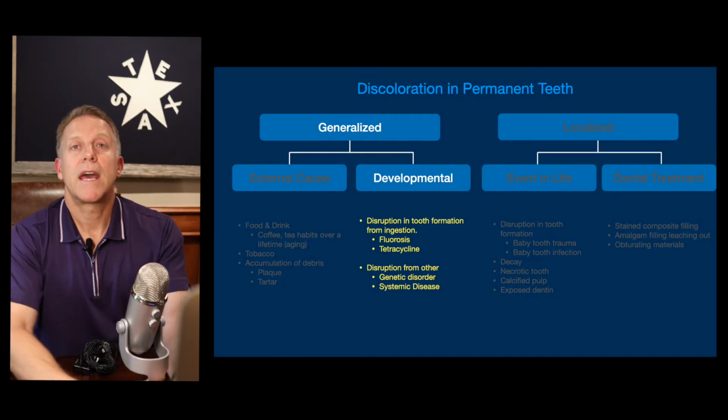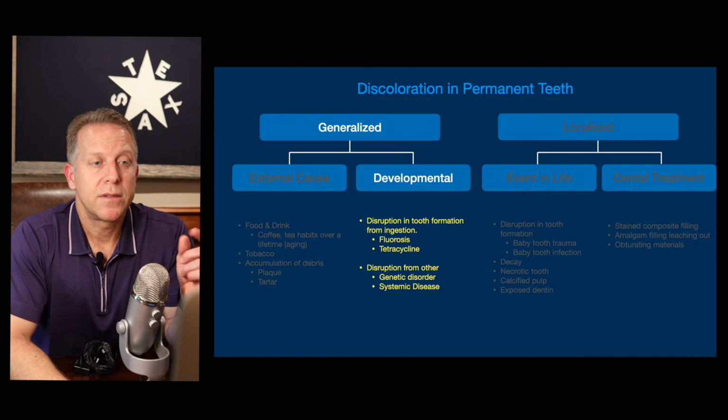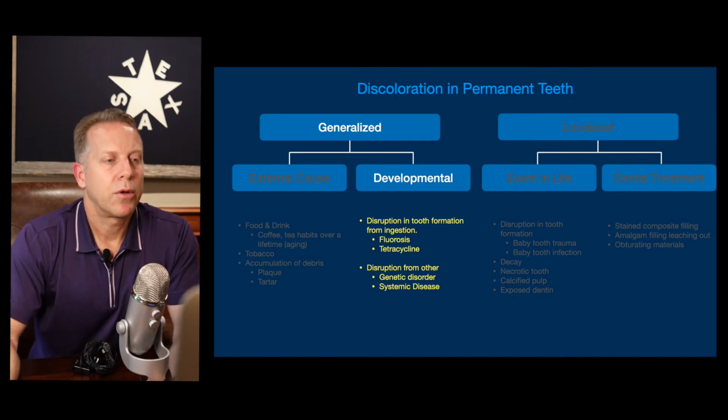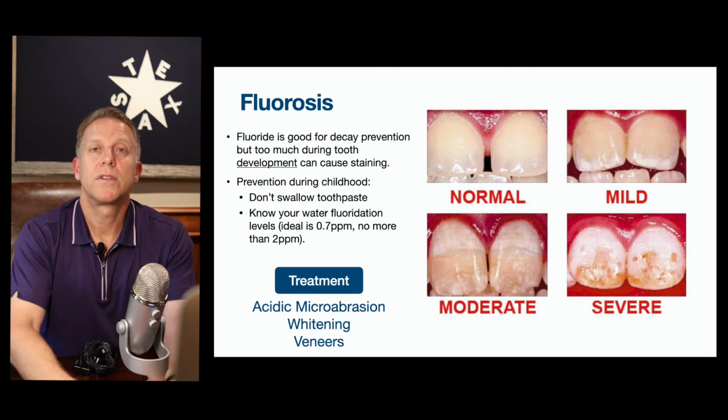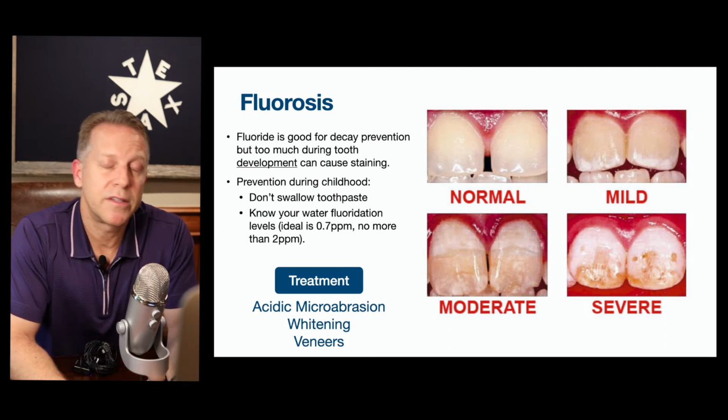Okay, next category. Again, we're talking about generalized, developmental. This is from internal causes, and let's go through those. Okay, fluorosis is probably the number one thing that we're going to see, at least here in North America, where I'm practicing. Fluorosis is what we see quite routinely.